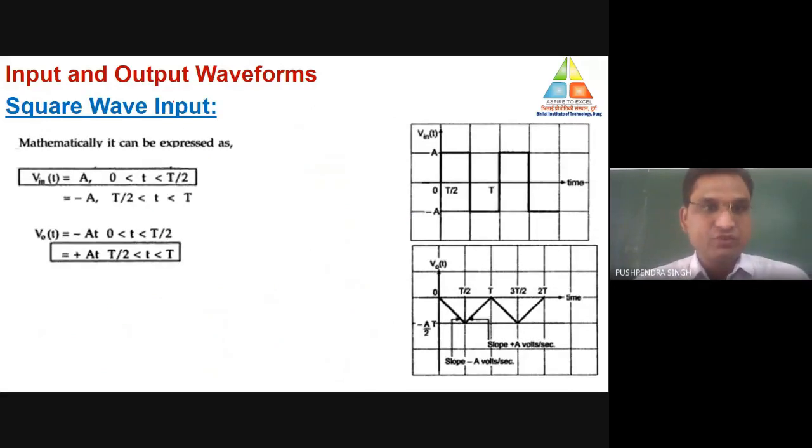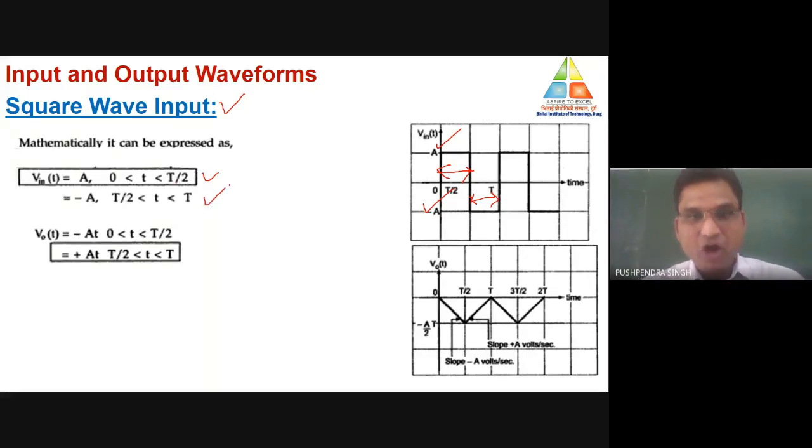Now the second signal is a square wave. In case of the square wave, in between 0 to T by 2, what is the value of amplitude? Amplitude is A. So in between 0 to T by 2, the value of amplitude is A. In between T by 2 to T, what is the value of amplitude? Amplitude is minus A.